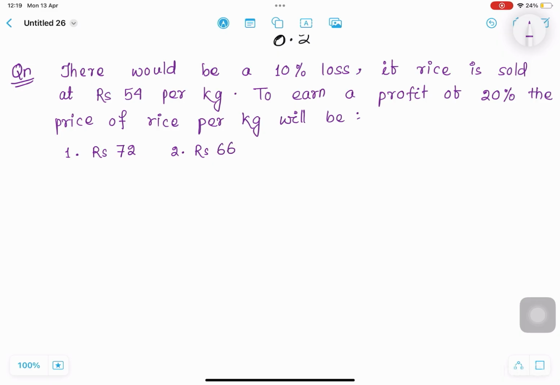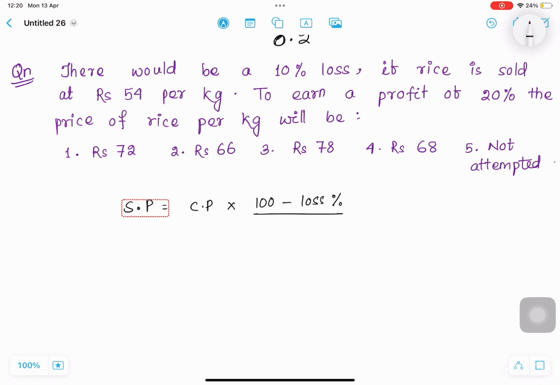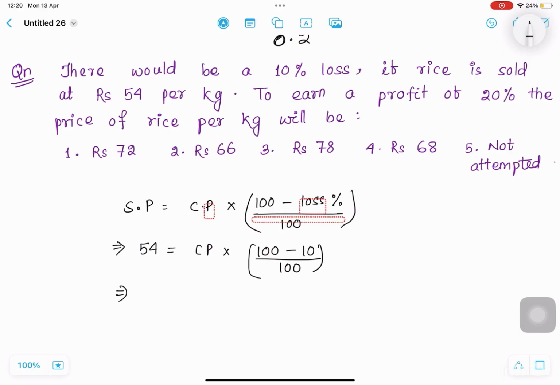Next question, there would be a 10% loss if the rice is sold at rupees 54 per kg. To earn a profit of 20%, the price of rice per kg will be. The options are given. So how can we write the answer? See, we know that selling price equal to cost price into 100 minus loss percentage by 100. When it is gain, plus; loss, minus. So selling price is given 54, that is equal to CP into 100 minus 10 by 100.